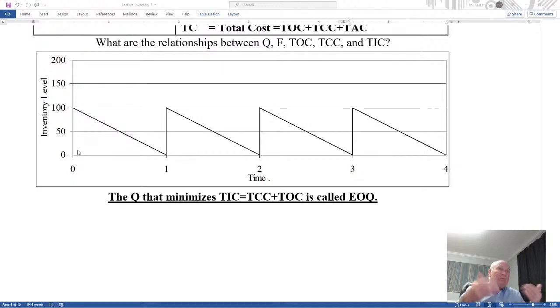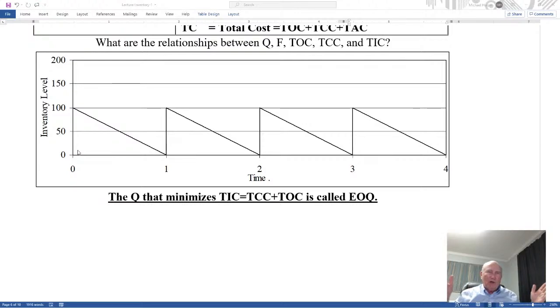But I'm ordering so much, my ordering cost is huge. Somewhere between 1 and 400, my lot size is where these costs are going to come together, where they're going to have a minimum. So too much is too high, too little is too high. Ordering too much, the carrying cost is too high. Ordering too little, the ordering cost is too high.